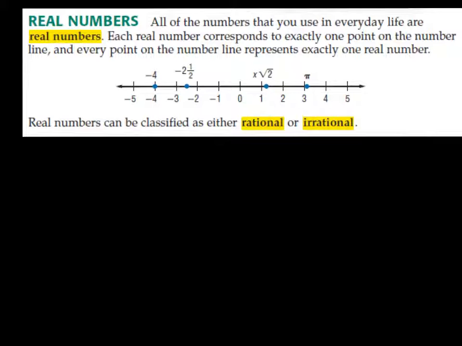All of the numbers that you can use in everyday life are real numbers. Each real number corresponds to exactly 1 point on the number line, and every point on the number line represents exactly 1 real number. Real numbers can be classified as either rational or irrational. The root of the word rational is ratio. A ratio is the comparison of 2 numbers by division.